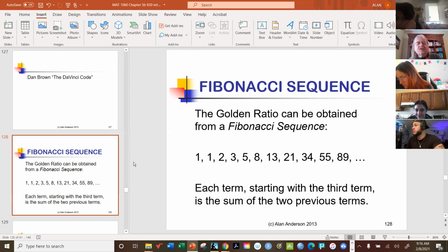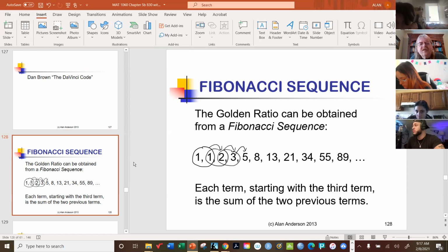Well, if you start with the first two numbers and add them up, they'll give you a 2. If you then take the next two numbers and add them up, you'll get a 3. And then if you add up the 2 and the 3, you'll get a 5. And so that's how the sequence is being generated. Each term, except for the first two, each term is the sum of the previous two terms.